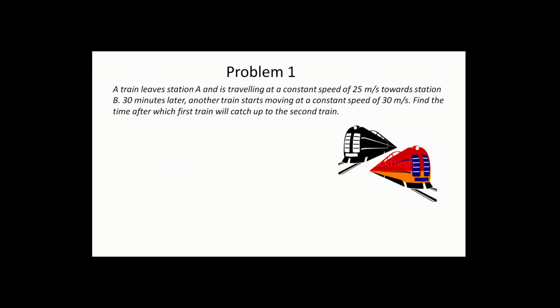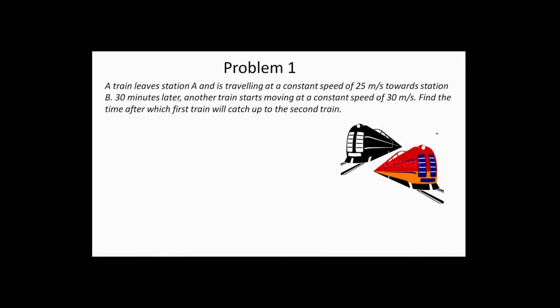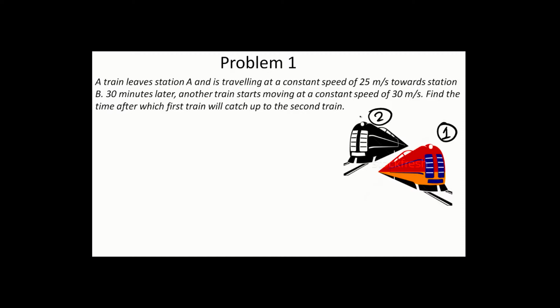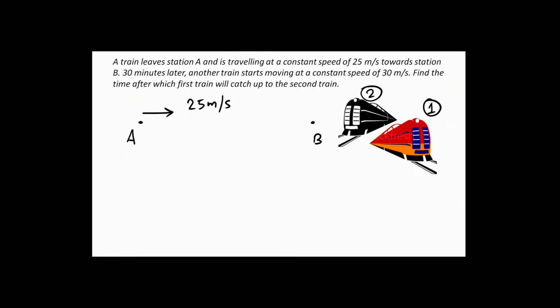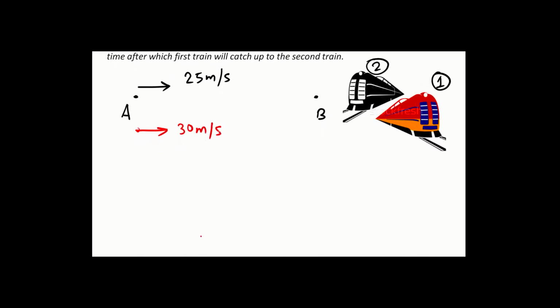Alright, so let's check our understanding with some problems. This problem says a train leaves station A and is traveling at a constant speed of 25 meters per second. So let's say we have two trains over here. This is the first train, this is the second train. They are moving from some station A. The speed of the first train is 25 meters per second towards station B. Somewhere over here is station B. Now, another train starts moving at a constant speed of 30 meters per second. This is train number 2, traveling with 30 meters per second, but it started off 30 minutes later. Find the time after which the first train will catch up to the second train.